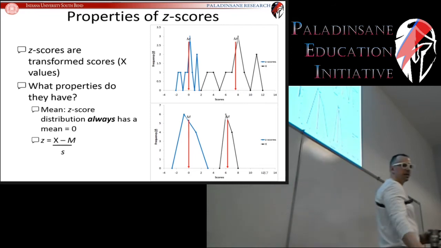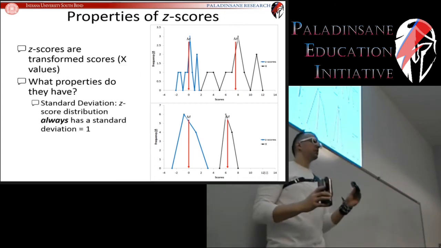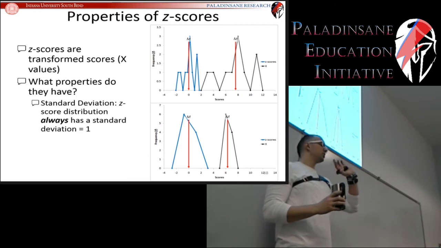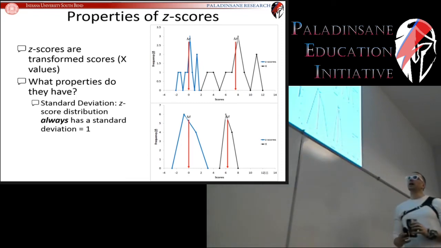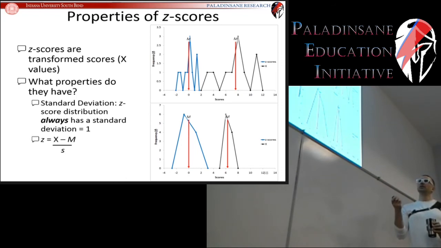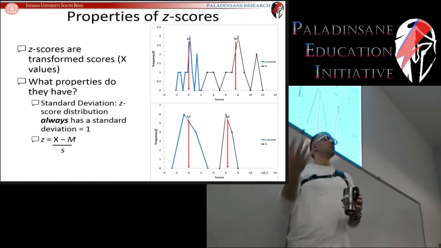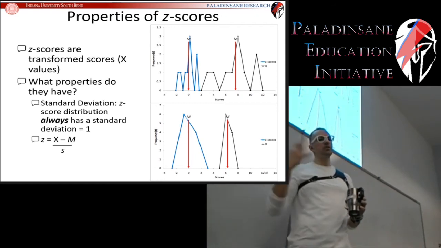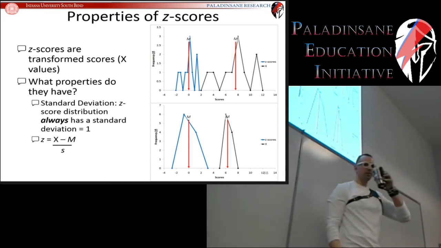And then the last property that they have is that your z-score standard deviation will always be equal to 1. Z-score distributions always have a standard deviation of 1. And that is because you are taking the deviations, which are used to calculate the standard deviation, and you're literally dividing all of them by the standard deviation, and something divided by itself will always give you 1. So that's why z-scores always have a standard deviation equal to 1.